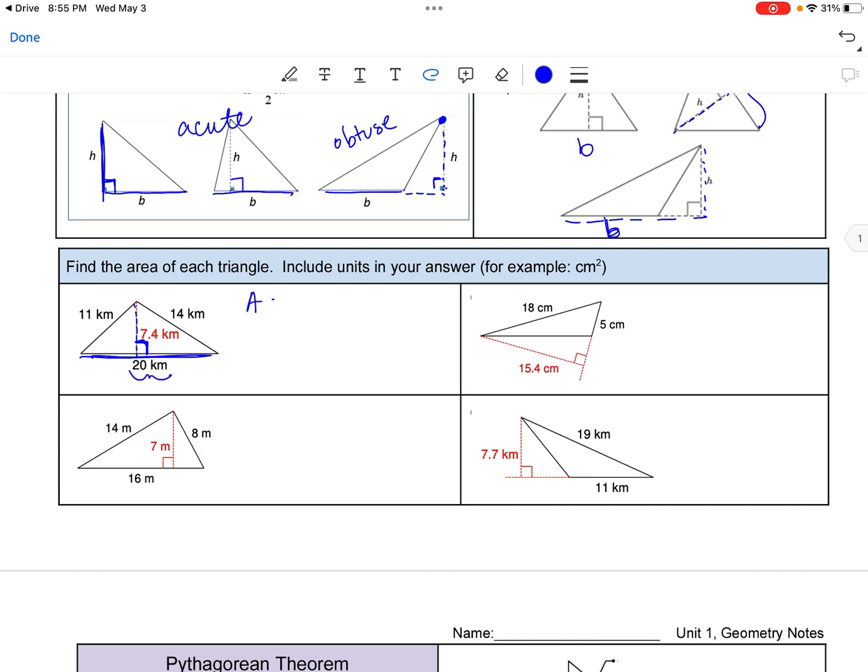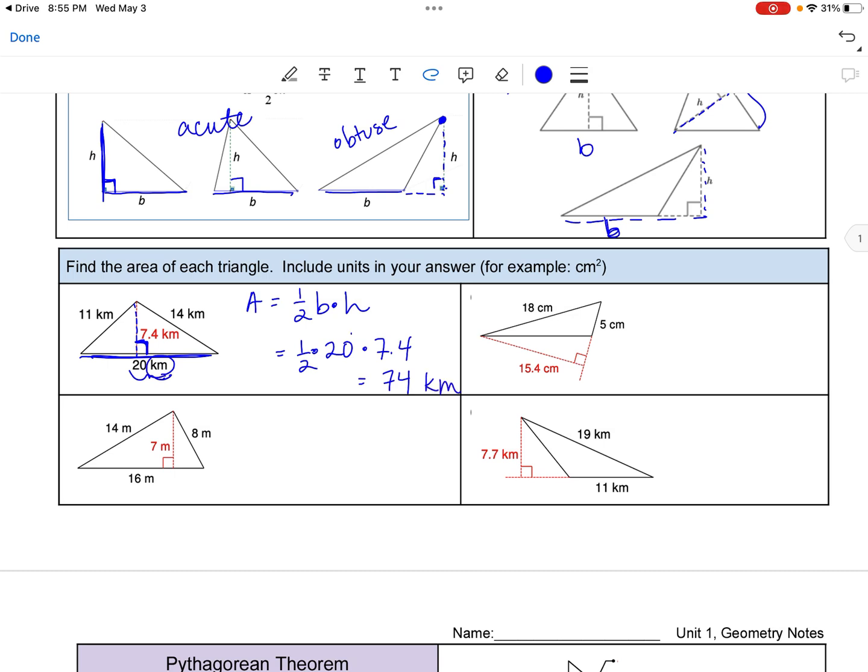So we'll do the formula for area. Area equals 1/2 base times height, which is 1/2 times 20 times 7.4. And if you do that all on your calculator, you will get 74. And then we need to use the units. Here the units are km, which stands for kilometers.